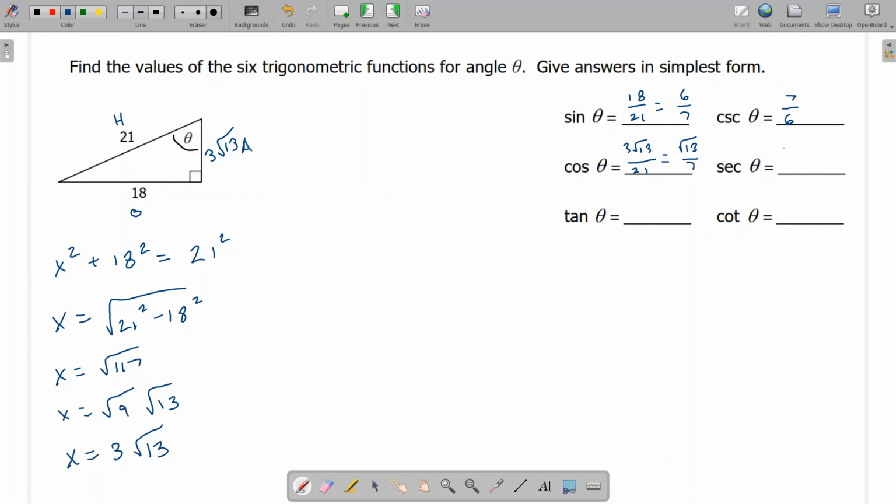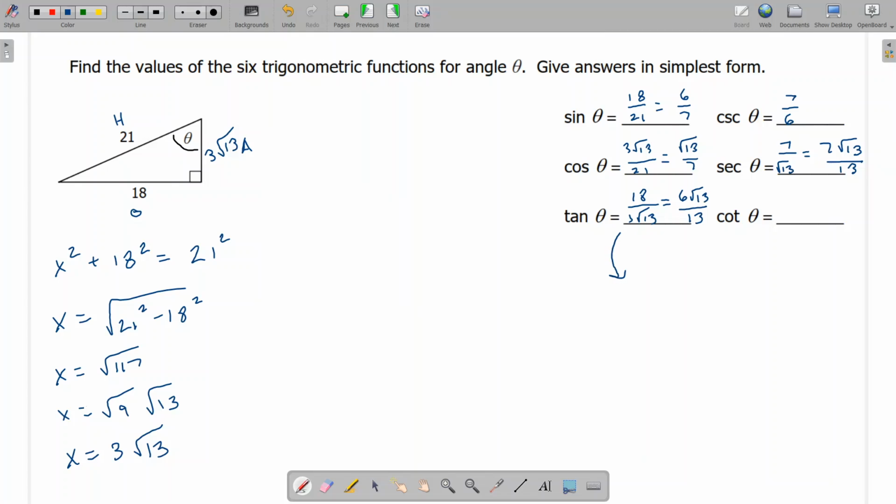And then secant would be the reciprocal. Okay, but if I rationalize, I'm going to get 7 radical 13 over 13. And then lastly, we have tangent here, which would be 18 over 3 radical 13. Now, the 18 over 3 is going to reduce to 6, and then I'm going to rationalize. So I'm going to get 6 radical 13 over 13.